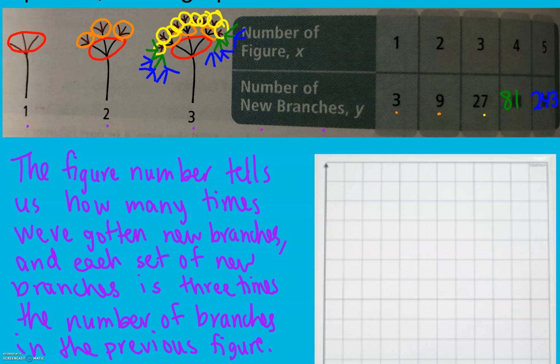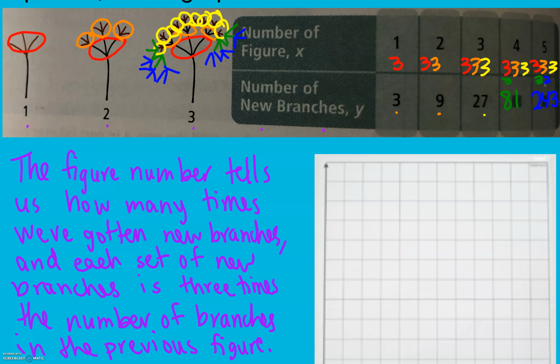We can also think about this in terms of the pattern itself. So, for example, we have 3 branches in figure 1, and those 3 are in figure 2, and 3, and 4, and 5. Then in figure 2, we got the orange branches, and those stayed in figure 3, and in figure 4, and in figure 5. And in figure 3, we got the yellows, and those are still there in 4 and in 5. And in figure 4, we got the greens, and those are still there in 5. And in figure 5, we got the blues.